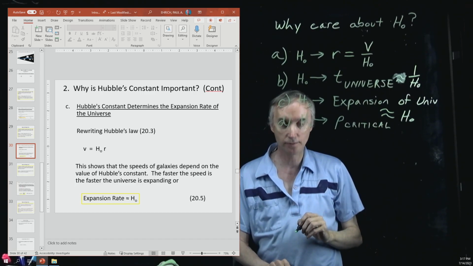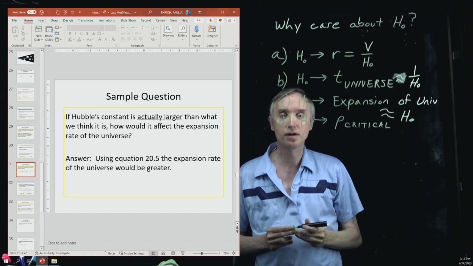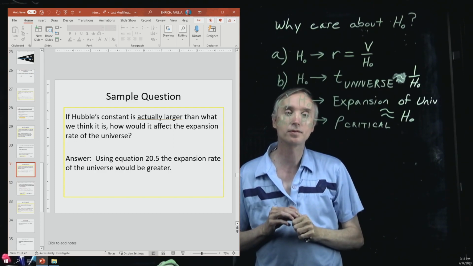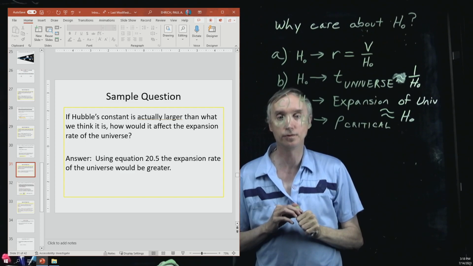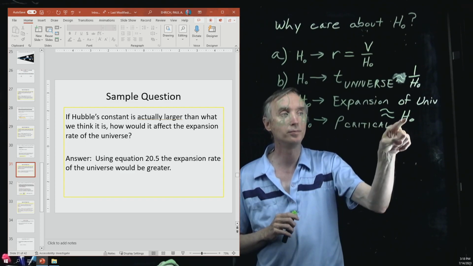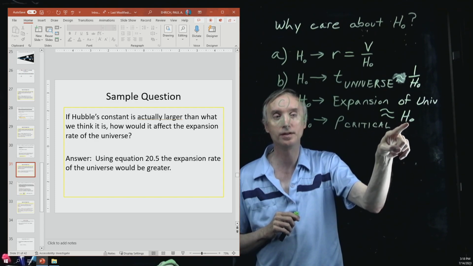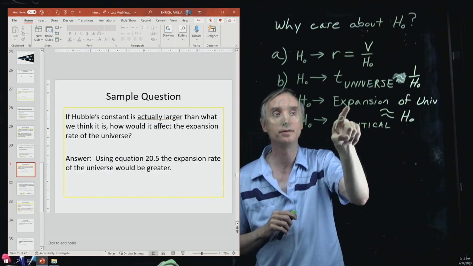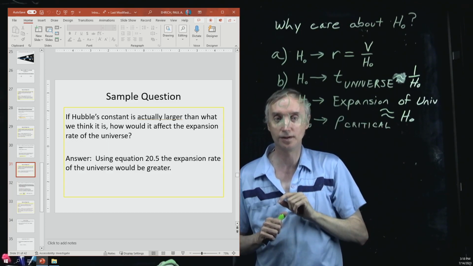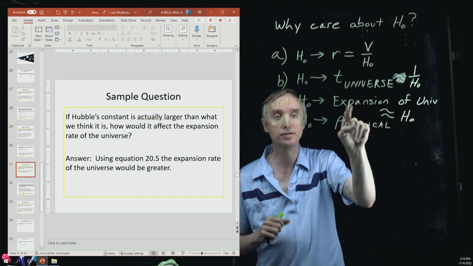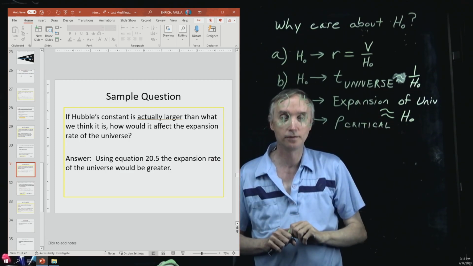So what difference does that make? If Hubble's constant is actually larger than what we think it is, how would this affect the expansion rate of the universe? If we make h sub 0 greater, notice this time it's in the numerator, so that would mean that the expansion rate is going to get faster. A larger h means that the universe will be expanding faster.